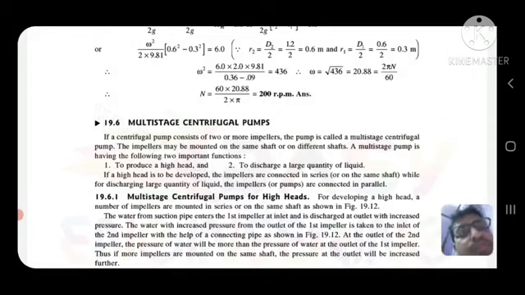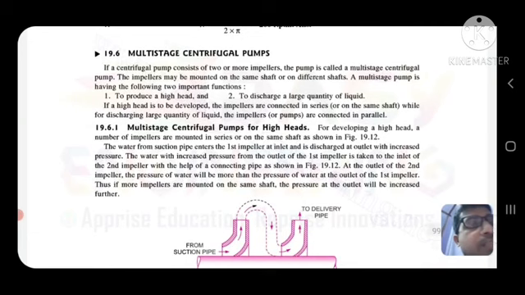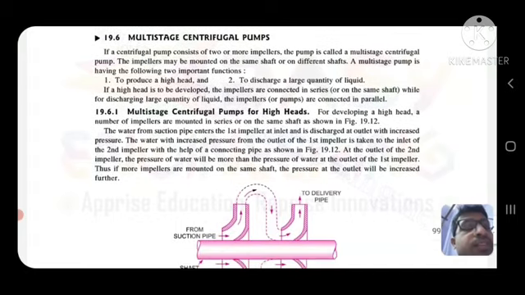Multi-stage centrifugal pump. If a centrifugal pump consists of 2 or more impellers, the pump is called a multi-stage centrifugal pump. The impellers may be mounted on the same shaft or on different shafts. A multi-stage pump has the following important functions: to produce a high head, and to discharge a large quantity of liquid. If a high head is to be developed, the impellers are connected in series. For discharging large quantities of liquid, the impeller pumps are connected in parallel.